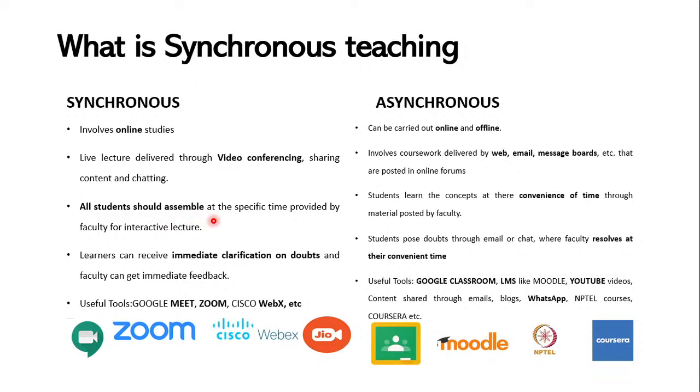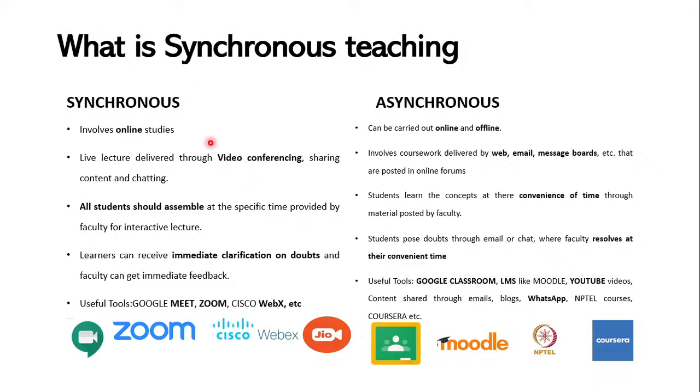So all the students are assembled. You can communicate among yourselves, and you can communicate with the faculty. It is more of a classroom environment which we are replicating on the online platforms. Right? So there are plenty of platforms on which you can do synchronous teaching and learning. Majorly the platforms that we use are video conferencing tools. Earlier, before the pandemic, business meetings or online meetings were happening on these video conferencing tools, and these tools have now migrated to teaching and learning for education.